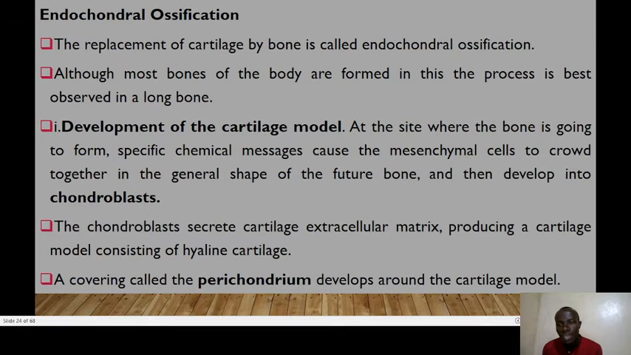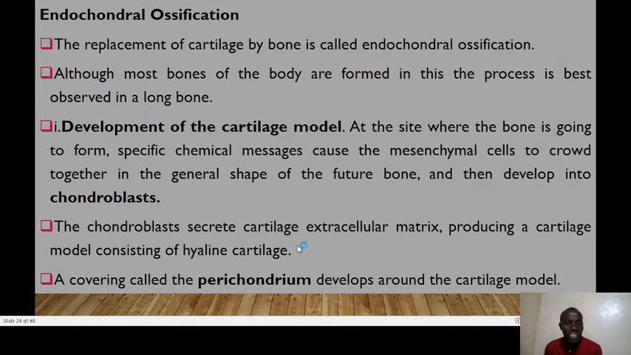So at the site where the bone is going to form, specific chemical messages cause the mesenchymal cells to crowd together in the general shape of the future bone and then develop into chondroblasts. Chondroblasts are the ones that are going to secrete cartilage extracellular matrix, producing a cartilage model consisting of hyaline cartilage.